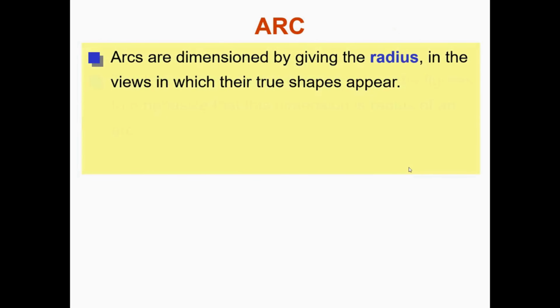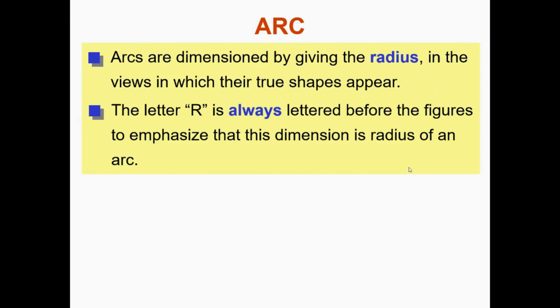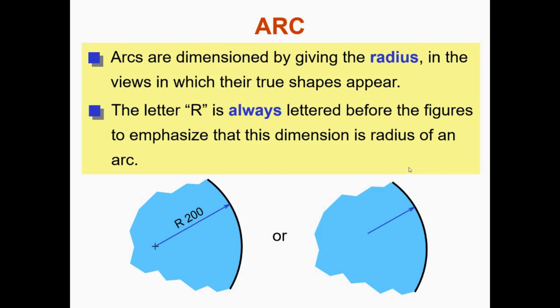Let's look at arcs. Arcs are dimensioned by giving the radius in the view in which their true shape appears. The letter R is always lettered before the figure to emphasize that this dimension is the radius of an arc. So anytime you have the R coming in front of the figure, it's basically emphasizing that this is representing the radius of an arc. So you can have it in this orientation or in this orientation.